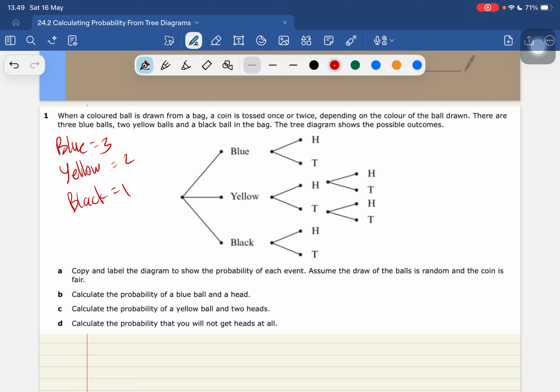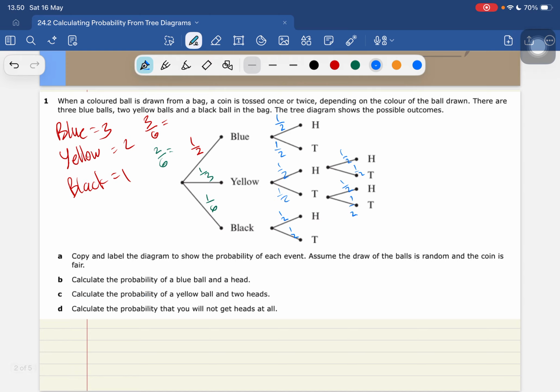Blue, we got 3, so 3 over 6. We simplify this to 1 over 2. Yellow, we got 2 over 6. We simplify, it's going to be 1 over 3. And the last, for black, is only 1 over 6. For the coin, head or tail, all of them are going to be a half. Here also a half, and a half, all probability.